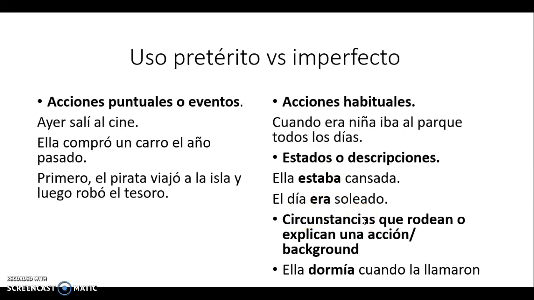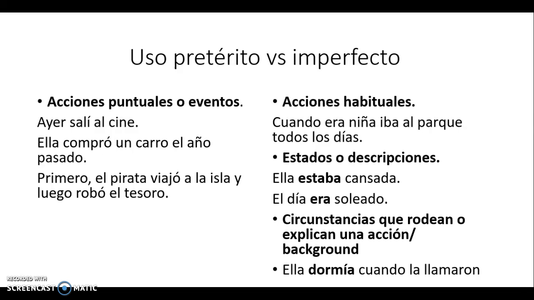And when I use background information or actions that happen surrounding another action. So, ella dormía cuando la llamaron. So, she was sleeping when somebody called her. So, this is one of the uses of the pretérito versus imperfecto in Spanish that you have to recognize when you are using both sentences. Remember that most of the time when we are telling stories, we use both of them.